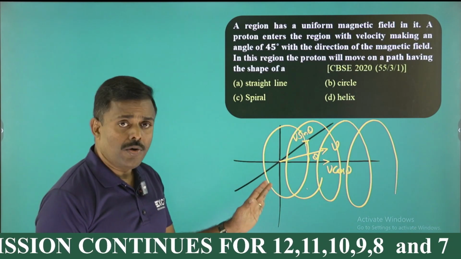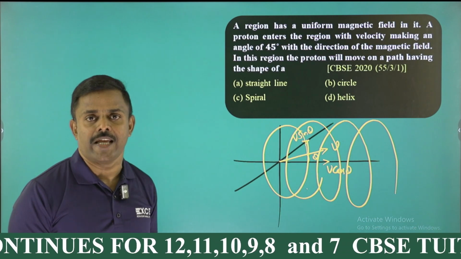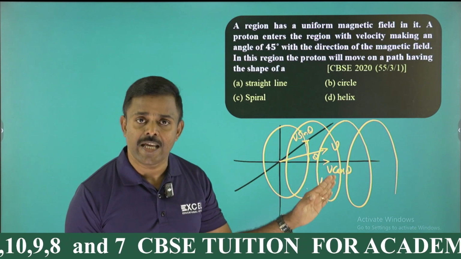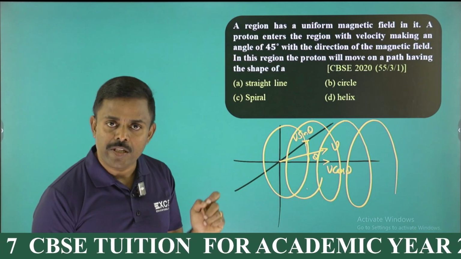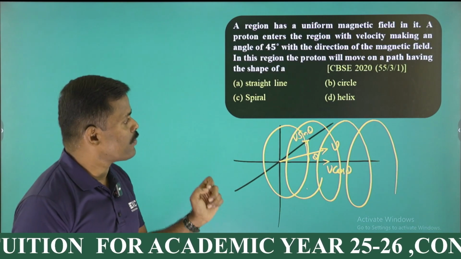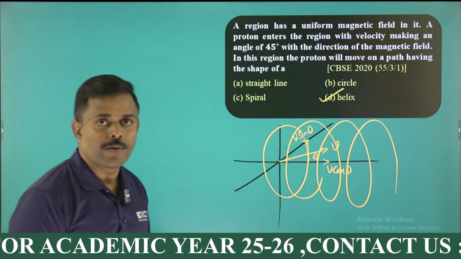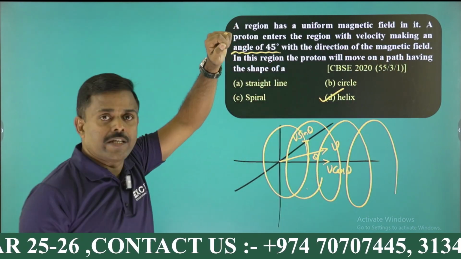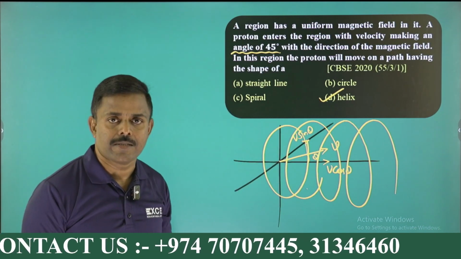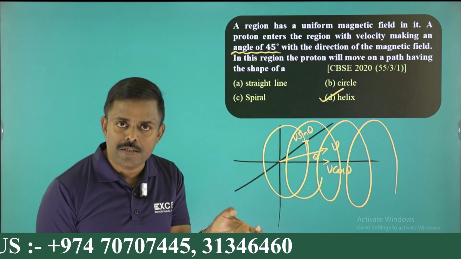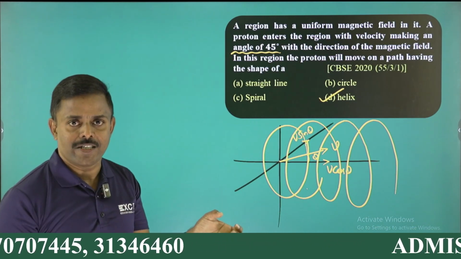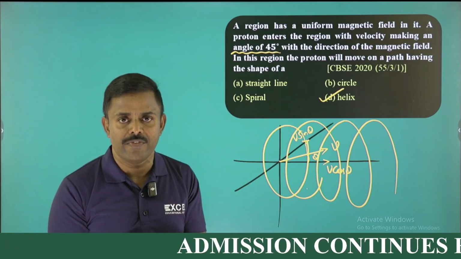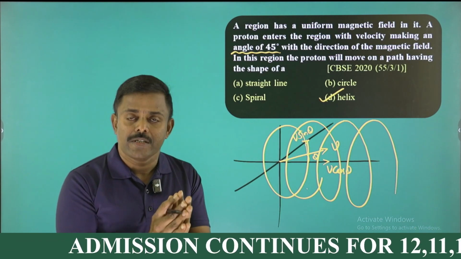When this theta is any angle other than 0 and 90, in between 0 and 90, both the components will be alive, which means there will be both linear motion and circular motion. So the path of the particle will be a helix. Look at the question again. The particle enters the magnetic field at an angle of 45 degrees, so both the components will cause circular motion as well as linear motion. The combined effect will be a helical path. This is valid for any angle between 0 and 90 degrees, except for 0 and 90.